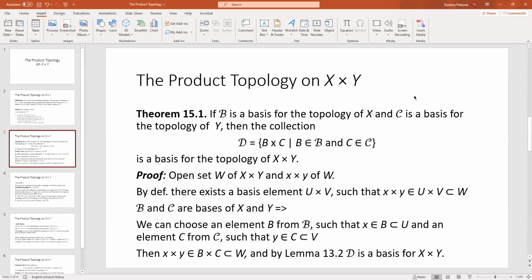So for this proof, we'll need Lemma 13.2, which says that if C is a collection of open sets of the topological space X, such that for each open set U in X and each element x of U, there is an element C belonging to this collection, such that x belongs to C, which is a subset of U, then the collection is a basis for the topology of X. I guess that when it's read out like this, maybe if you don't remember the last talk, it won't make a lot of sense. So it's on page 80.